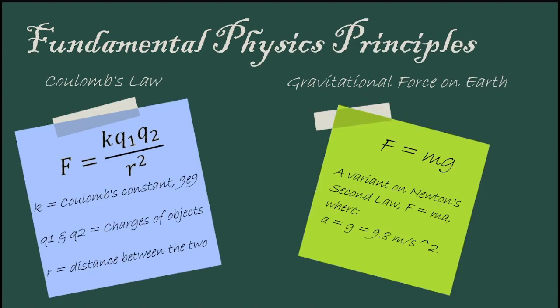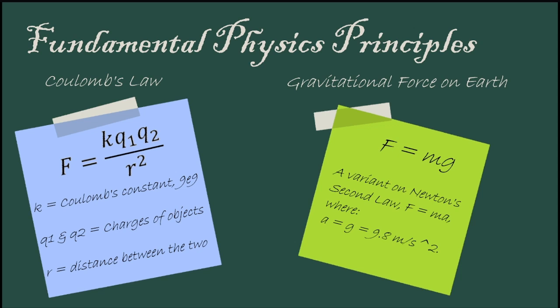Let's go over some of the fundamental physics principles that were used in this experiment. First up is Coulomb's law. F equals k Q1 Q2 over r squared. k equals Coulomb's constant, which is 9 × 10^9. Q1 and Q2 are the charges of the two objects, and r is the distance between the two.